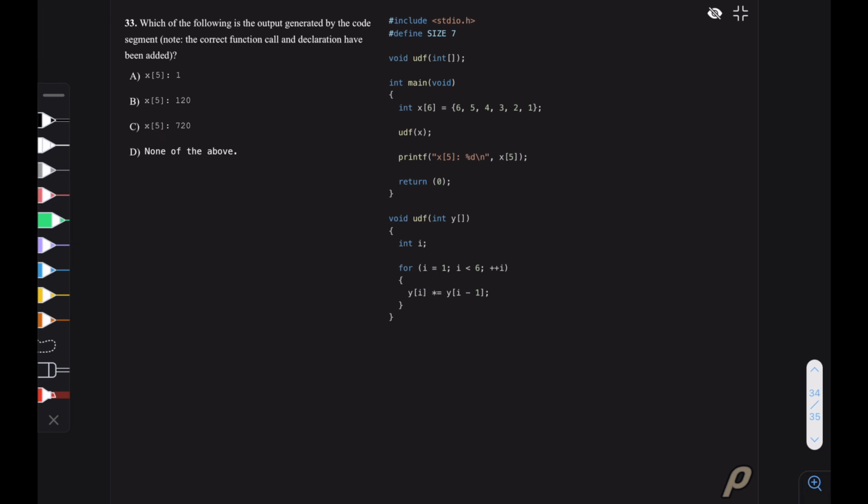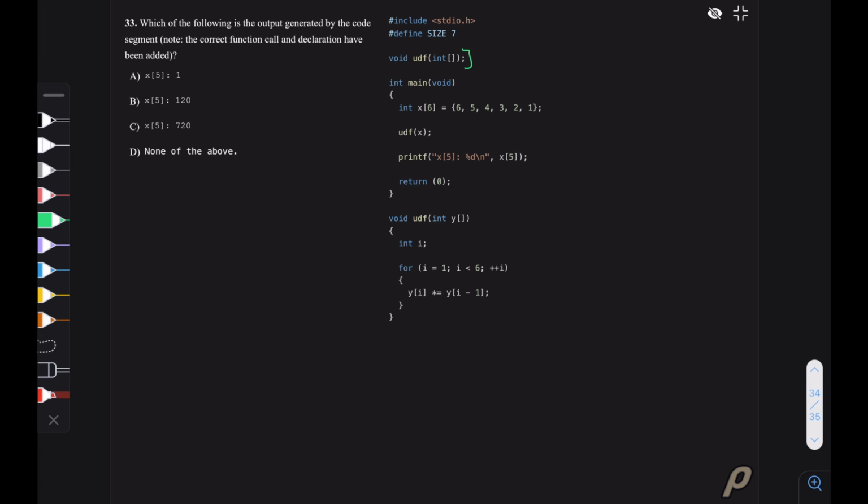Question 33. Which of the following is the output generated by the code segment? Note that the correct function call and declaration have already been added. So if you remember the previous two questions, the correct function call had not been added. In the actual test, I don't think they actually show you what it is, but for it to run properly on Boiler exams, I included it just so I didn't have people yelling at me that the code doesn't work properly.